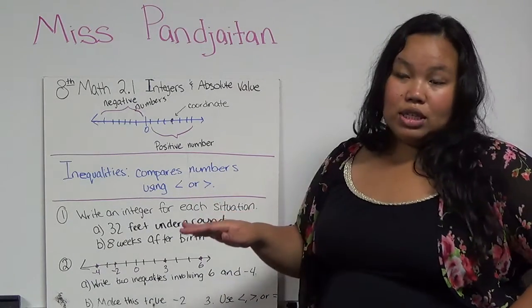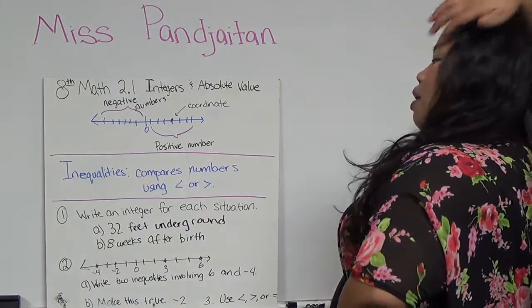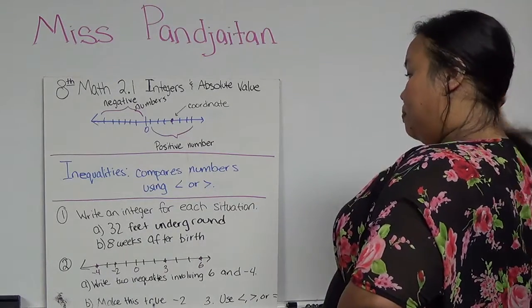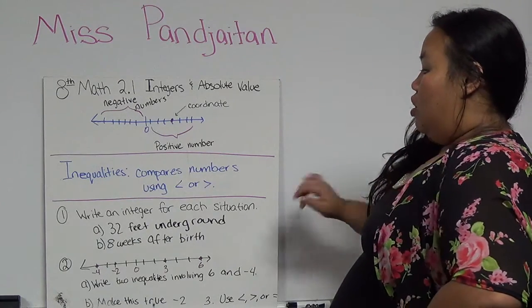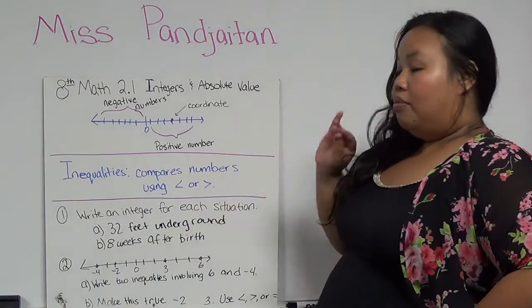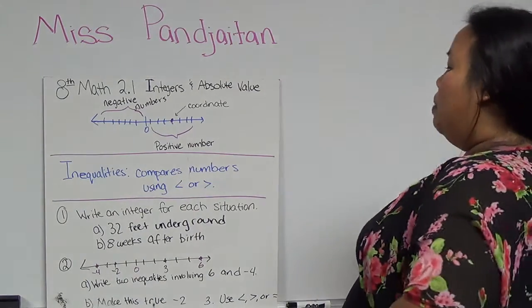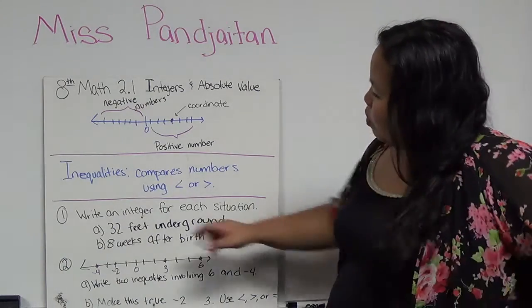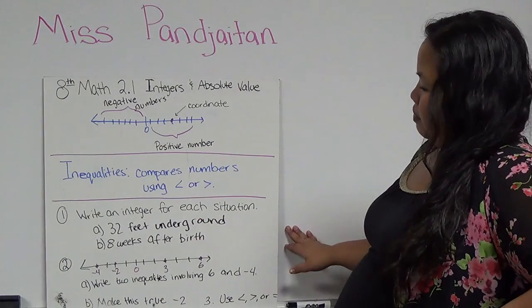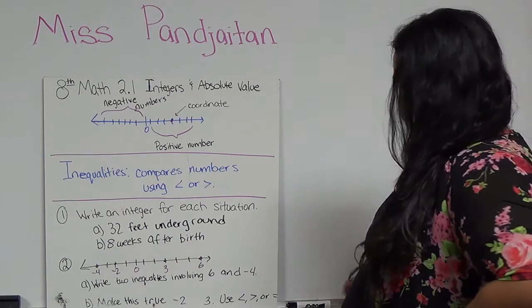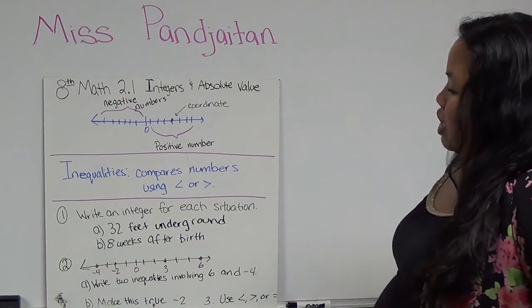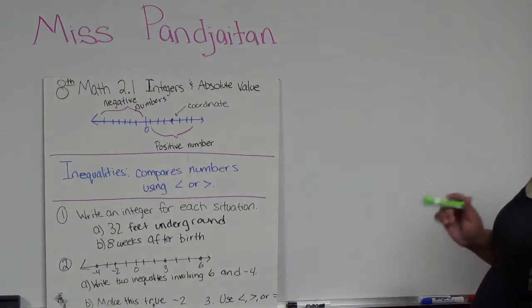You might have remembered this in elementary school: the opening, the mouth, goes towards the bigger number. So you compare, showing which one is bigger. Okay, so we write an integer for each situation. In the first example, it's asking us to write a number that represents 32 feet underground.